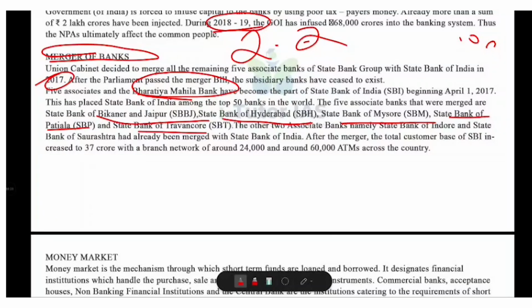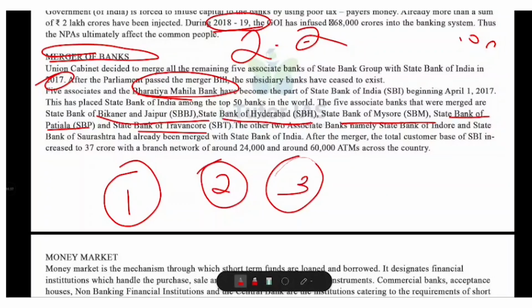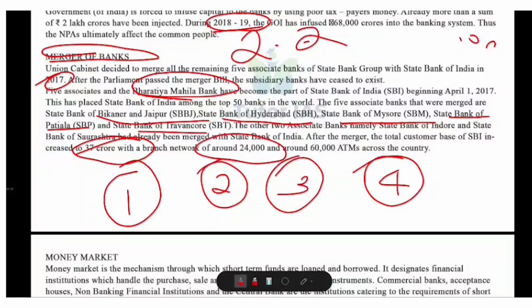Why was this merger done? The idea was to create one strong unified bank instead of many smaller ones under the same brand. This helps in reducing duplication of work, improving efficiency, strengthening the capital base, and better management and lending capacity. And after the merger, SBI became one of the top 50 banks in the world, with almost 37 crore customers, around 24,000 branches, and around 6,000 ATMs across the country.